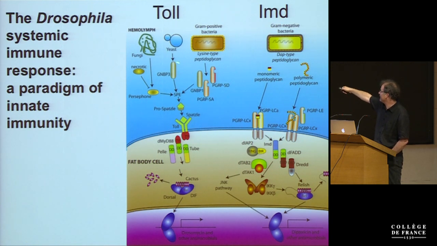are activated by secreted pattern recognition receptors that bind to the microbes, activate a cascade of serine proteases, cleavage of Spätzle, and activation of Toll. All the intracellular part is conserved with mammals; they are a kind of NF-kappa-B-like pathway.